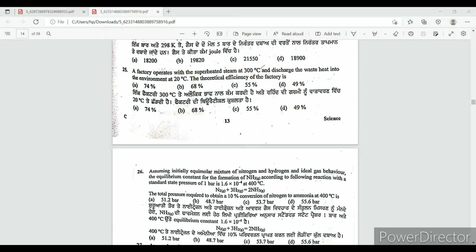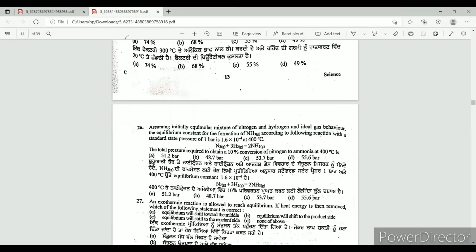Right? Now moving to question number 26. So let's move to the next question. Assuming initially an equimolar mixture of nitrogen and hydrogen and ideal gas behavior, the equilibrium constant for the formation of ammonia according to the reaction, with the standard state pressure of 1 bar, is this at 400 degrees Celsius, and the equation is given to us. The total pressure required to obtain a 10% conversion of nitrogen to ammonia at 400 degrees Celsius is what? So let's do this.